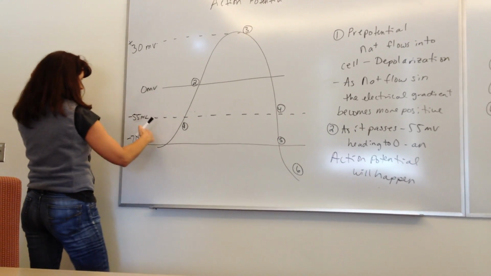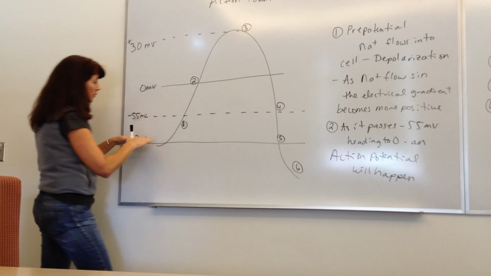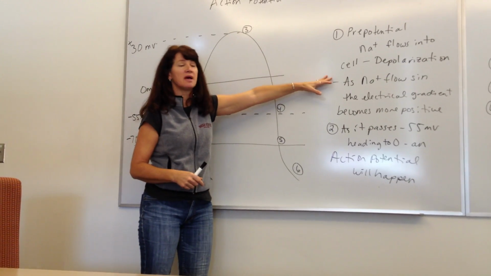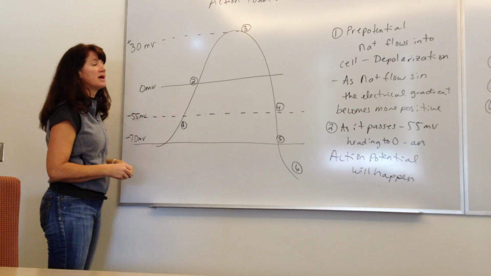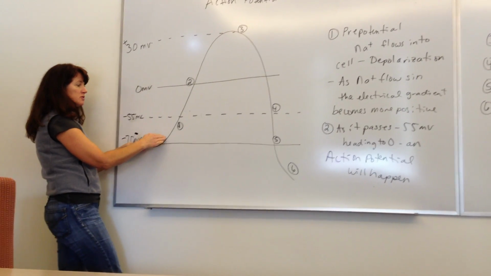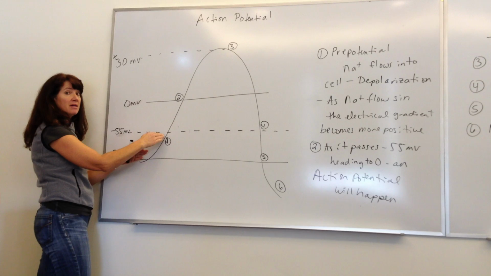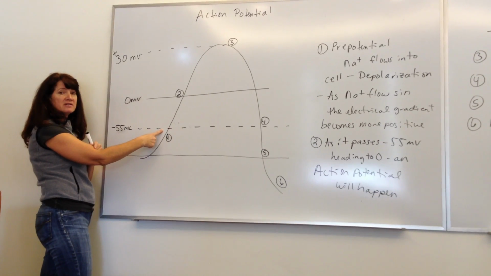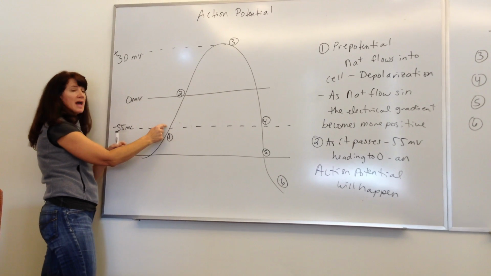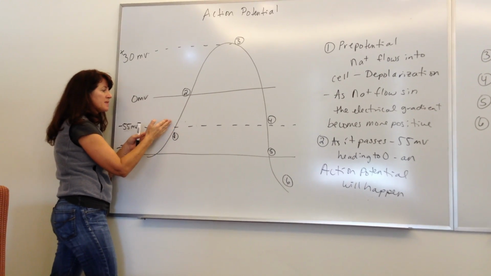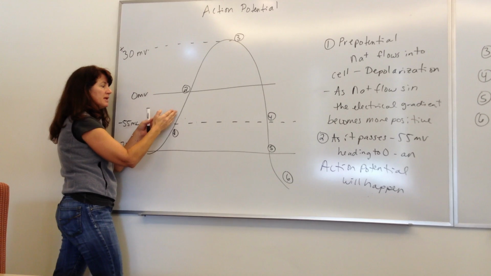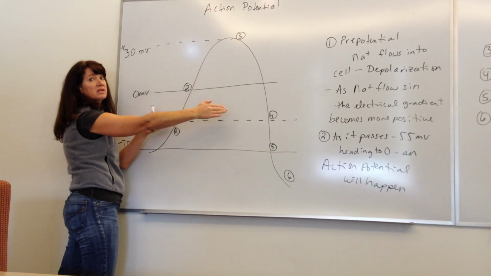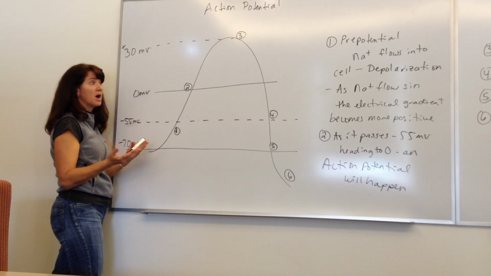Okay, then what happens is sodium begins flowing into the cell. We call that depolarization. As sodium flows into the cell, it makes the cell less negative. When we reach this point of minus 55 millivolts, we now can have an action potential. So the action potential will happen. At this point we call it all or nothing. You are either going to have an action potential or not.